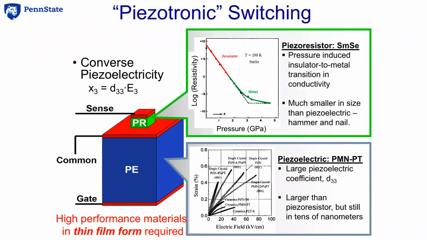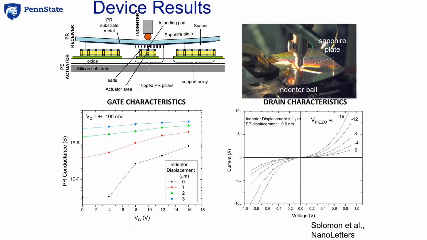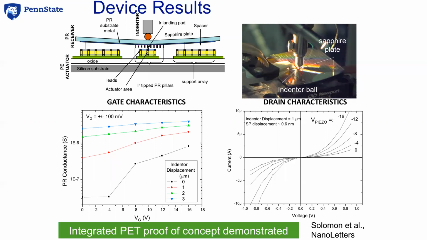The approach we took was to use magnesium niobate lead titanate as the piezoelectric because it has one of the largest known piezoelectric coefficients, the D33 coefficient. As the piezoresistor, we use samarium selenide, which undergoes a continuous insulator to metal phase transition as a result of applied pressure. And we were able to demonstrate, and this is our first real measurements, that you can actually make functioning transistors this way. They are by no means optimized, but I think this does show a platform for potentially substantially reducing the power required to run a transistor while simultaneously increasing its clock frequency.